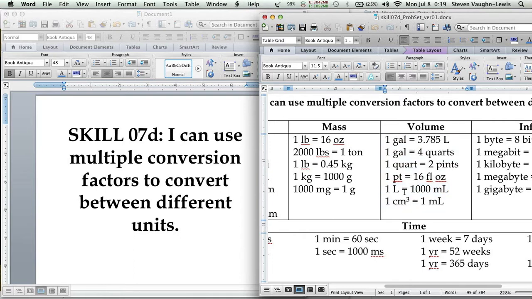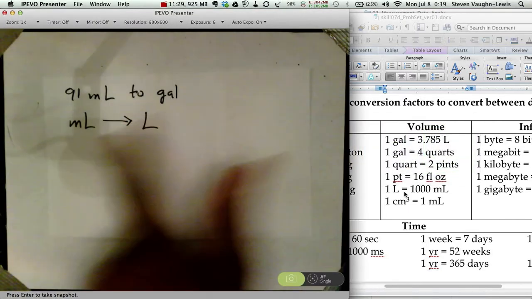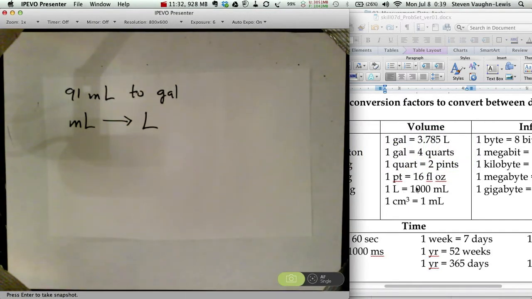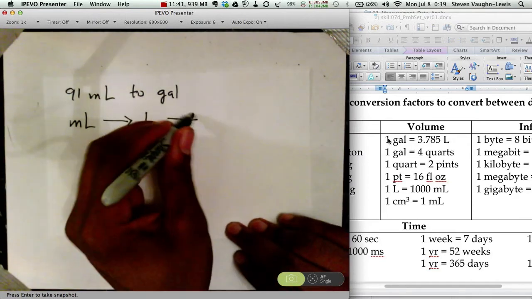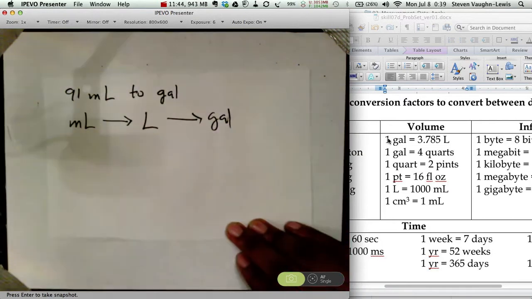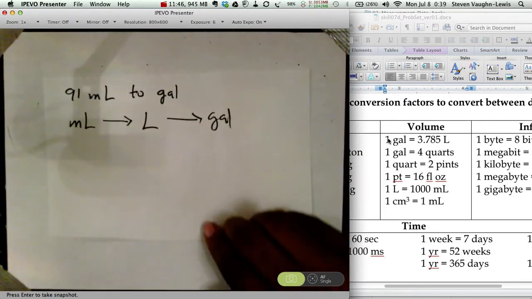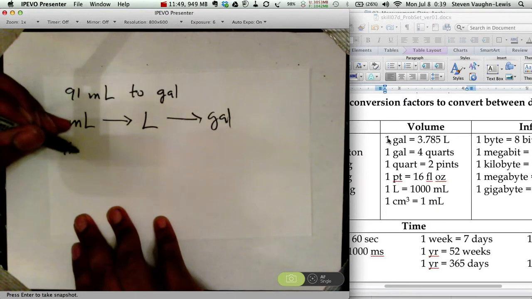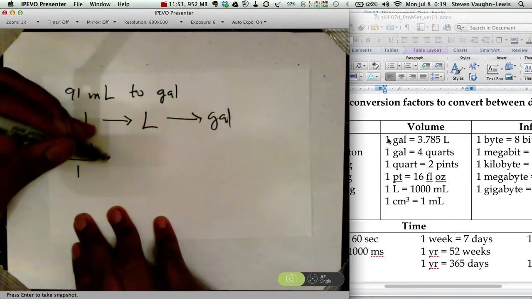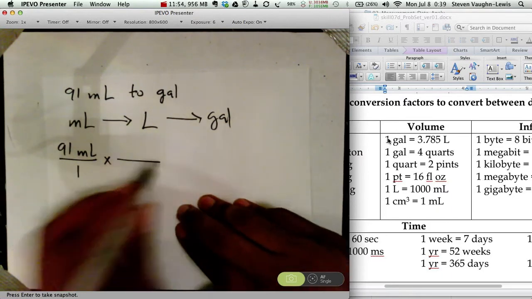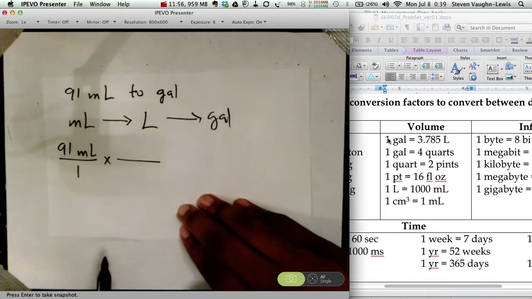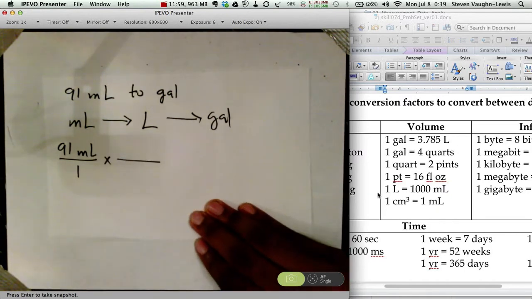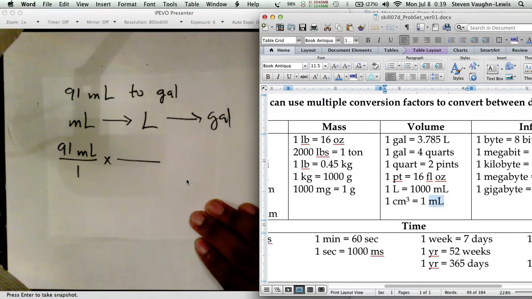Milliliters to liters. Now, where's liters going to take me? Well, let me see. Liters to gallons, right here. See, 3.785 liters to gallons. So that's what I'm going to do: milliliters to liters to gallons. First step, 91 mils over 1. Multiply by the first conversion factor. We're going from milliliters to liters. Looking down here, 1,000 milliliters equals 1 liter.